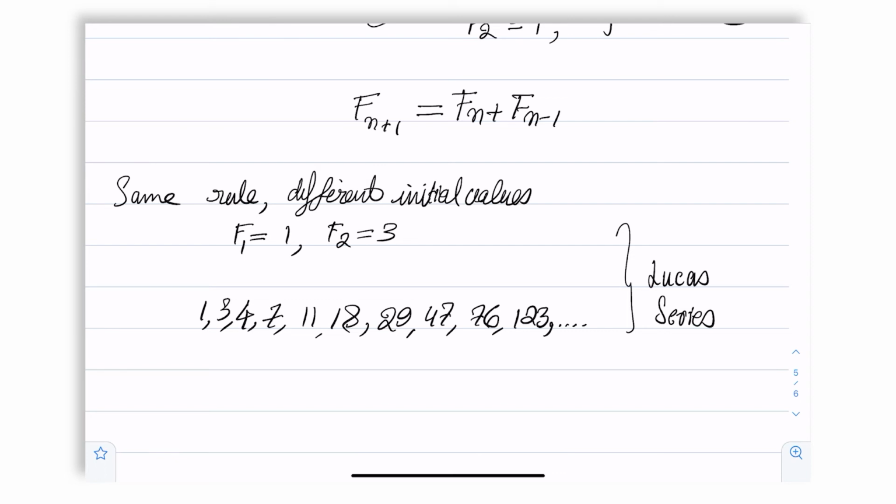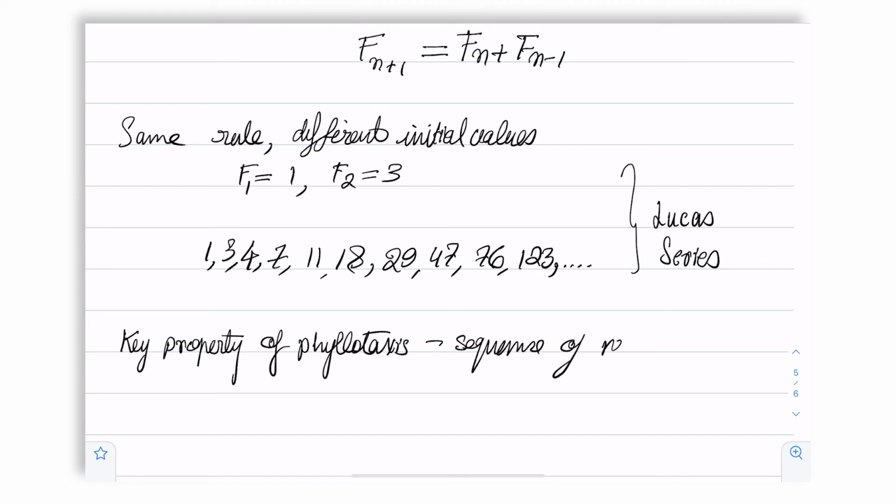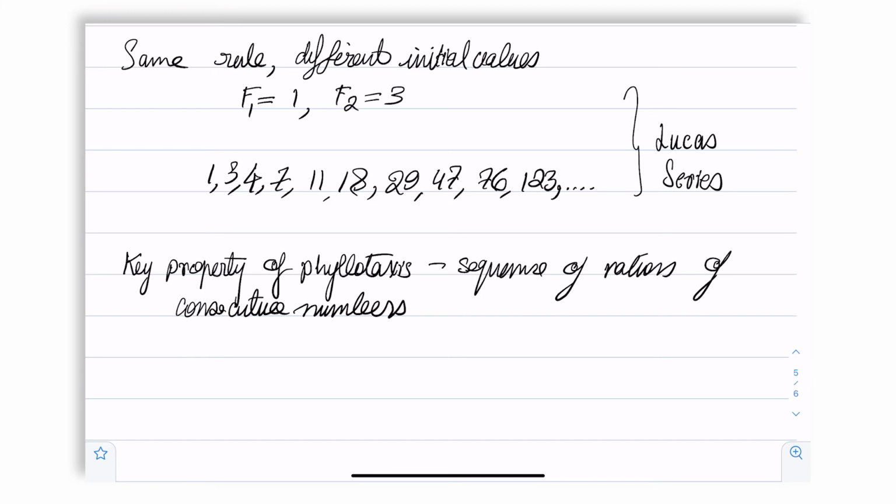It is not relevant to us right now, but it is important to know that in the case of phyllotaxis, a key property is that the sequence of ratios of consecutive numbers has a special property. It converges to something. So let's write it down.